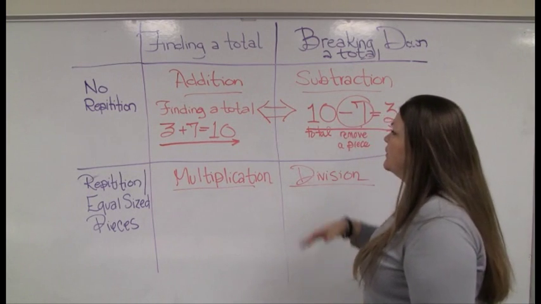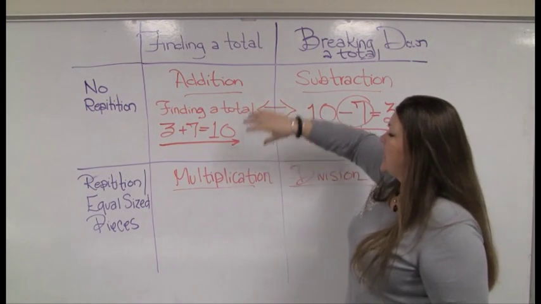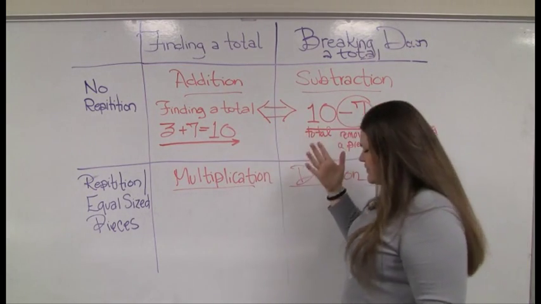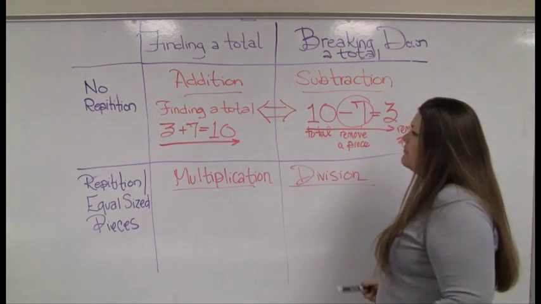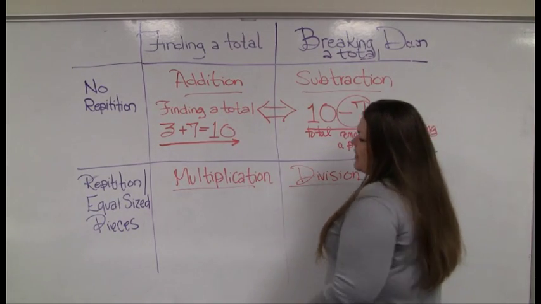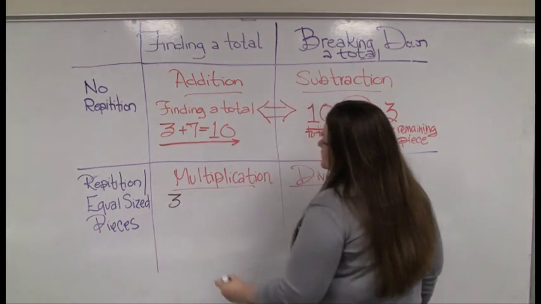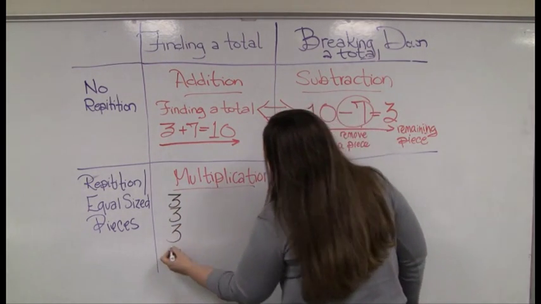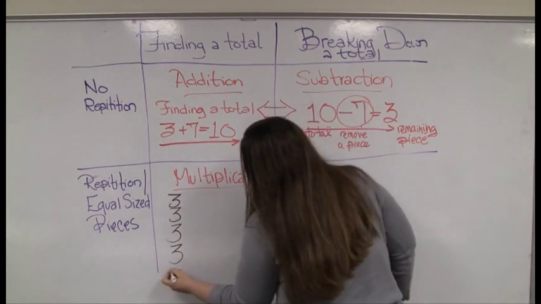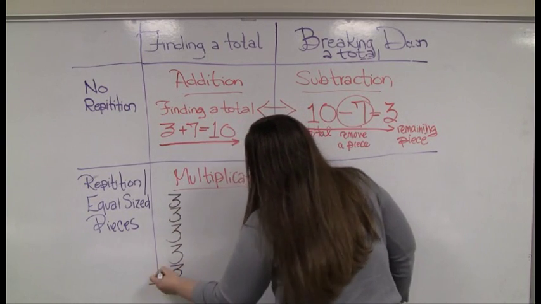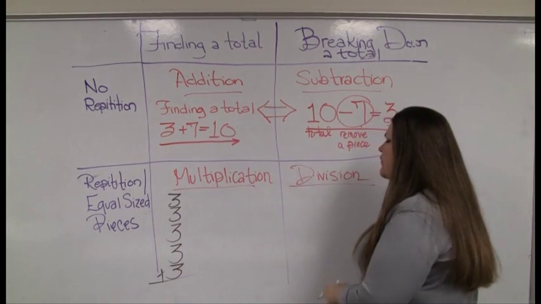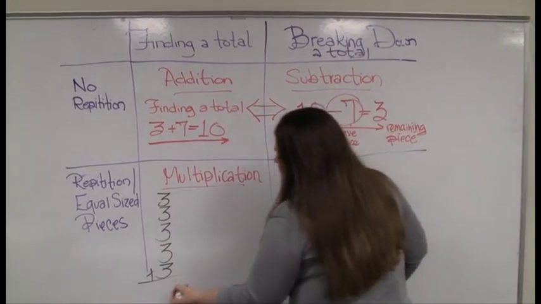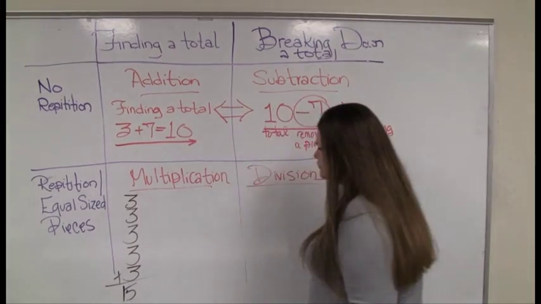Okay, so now, notice that I also have multiplication under finding a total. Multiplication is very similar to addition, but here's what happens. I want you to imagine that Johnny had 3 candies this time, so did Tina, so did Jake, so did Lisa, and so did Mike. So I could add up all these 5 numbers, 3 plus 3 plus 3 plus 3 plus 3, and I would get 15 if I did.